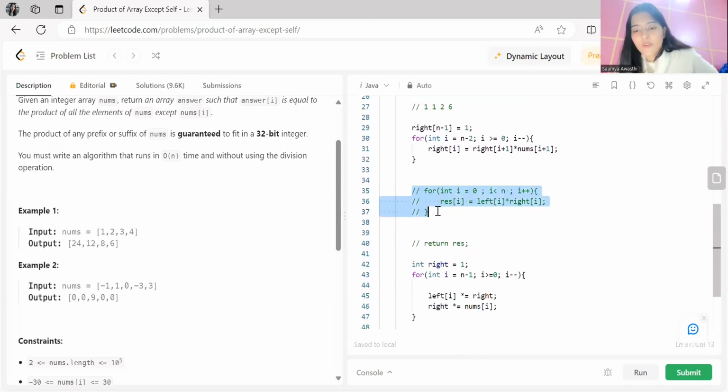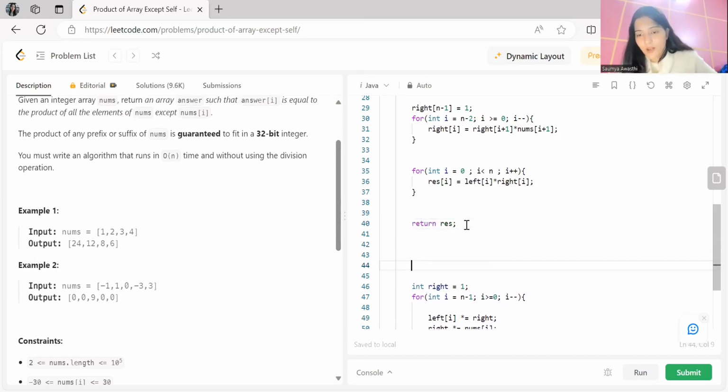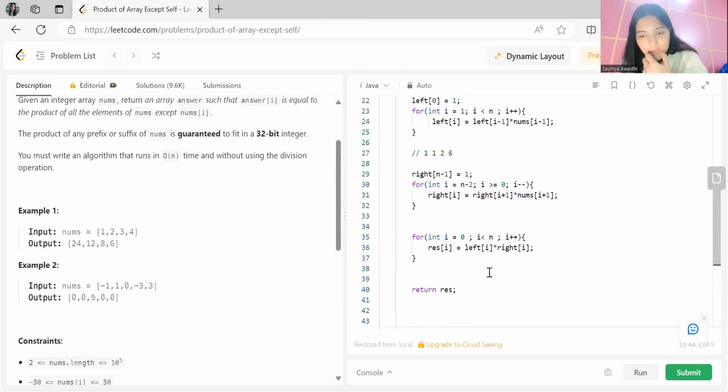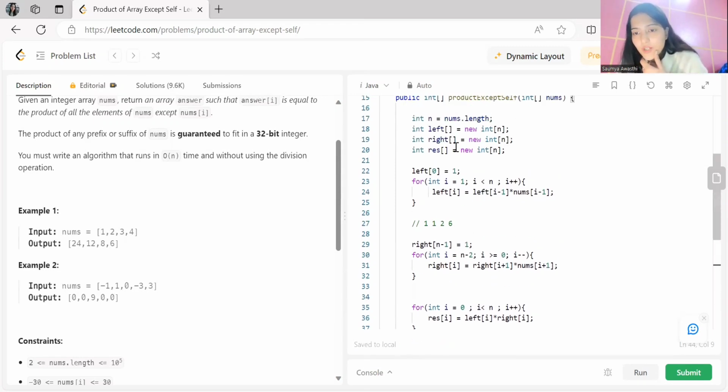So now we will just prepare a result array. So result of I is equal to left of I into right of I, and at the end we will return the result array, right? As of now, just don't look at this part of the code. So that's how we have calculated. So 3 times we are just iterating. So O of n would be the time complexity, but here we are using extra space.